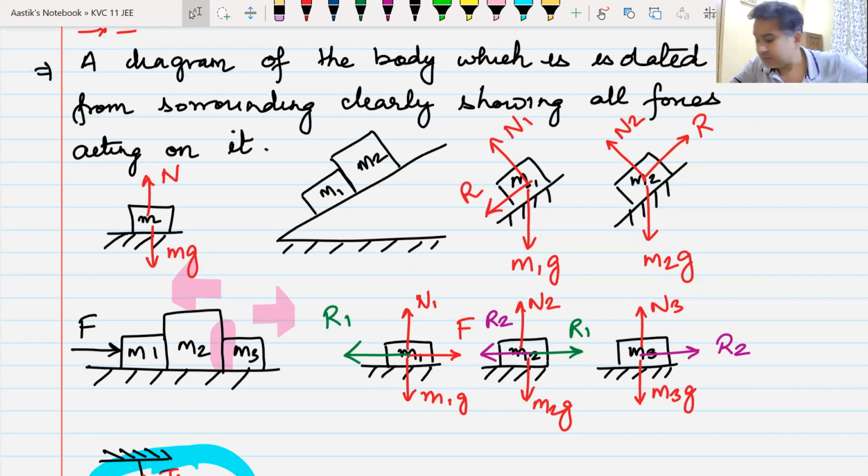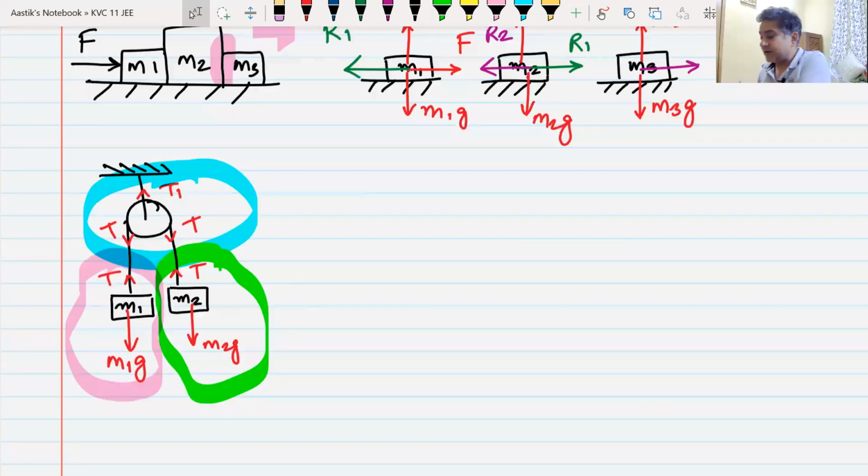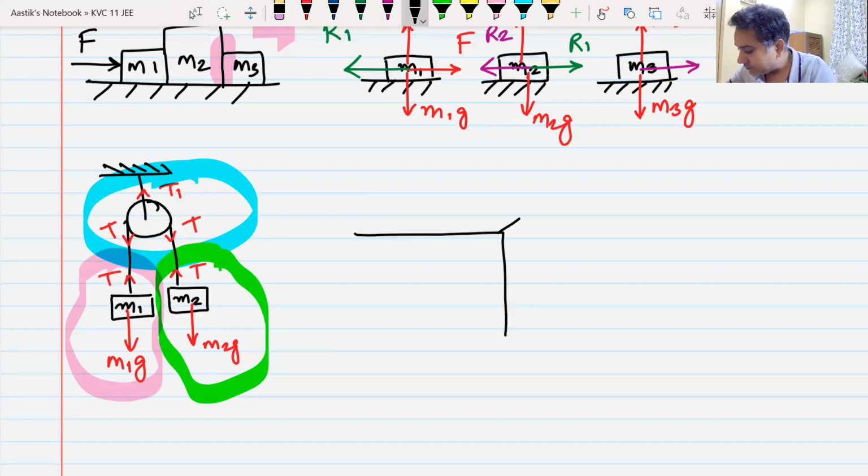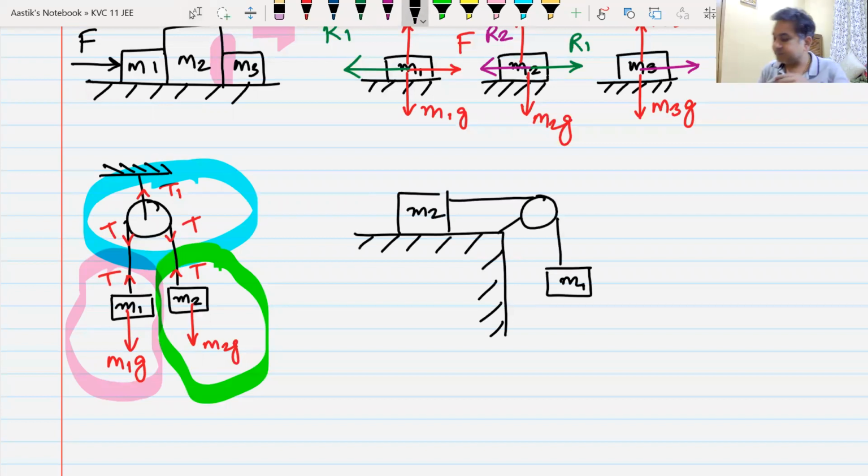Well, I will just give you one or two more free body diagrams if you can draw them. So I'll just continue on this. If I have a system like this, let us say this is M1 and let us say this is M2. Can you draw the free body diagram of this system of the blocks M1 and M2?